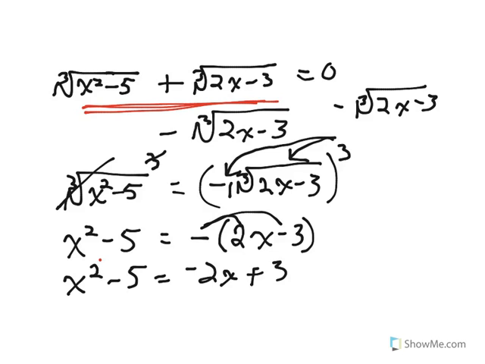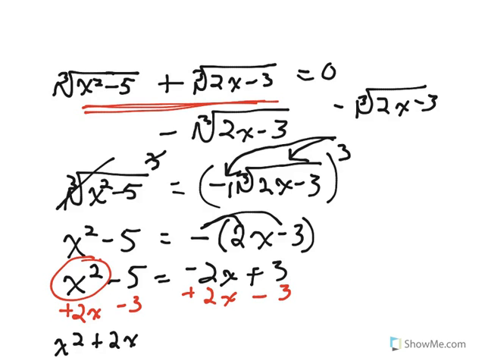Notice we have a square. That means we have a quadratic equation. So we need to get all terms to the left side of the equal sign by adding the 2x and subtracting the 3, and we end up with x squared plus 2x minus 8 equals 0.